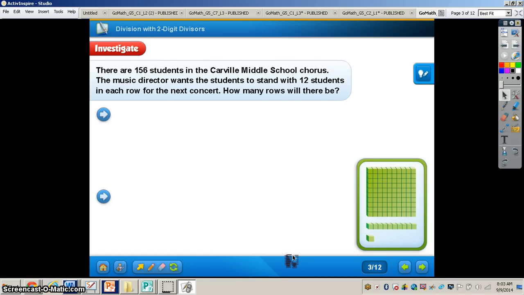Alright, now it says there are 156 students in the Carville Middle School chorus. The music director wants the students to stand with 12 students in each row for the next concert. How many rows will there be? Okay, now the first thing that we need to do is use base 10 blocks to model the dividend 156. Now, where am I getting 156 from? I'm getting 156 right up here in my problem because there are 156 students in chorus.